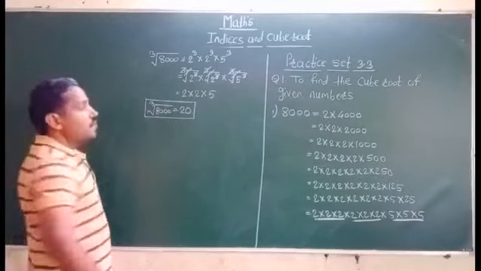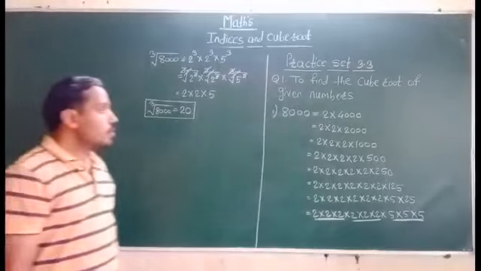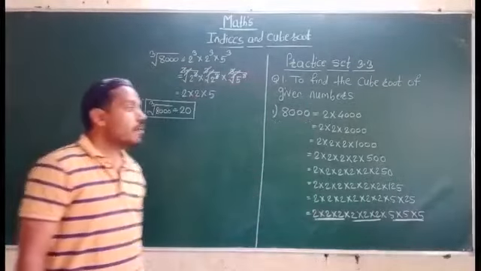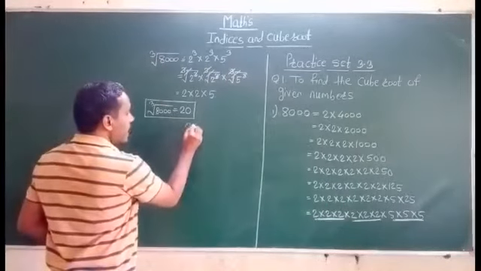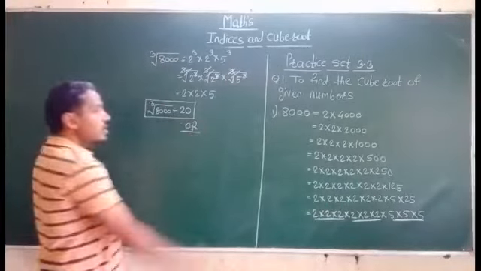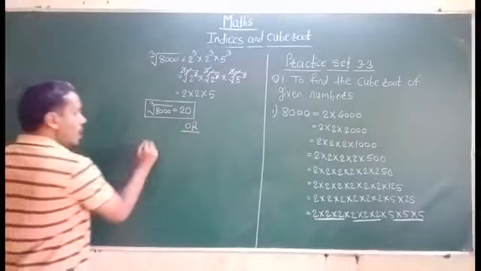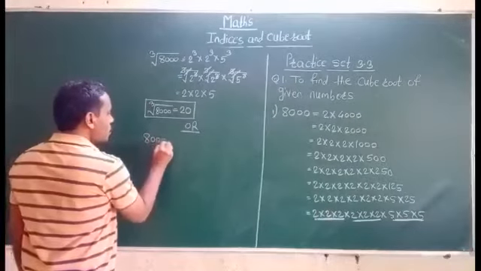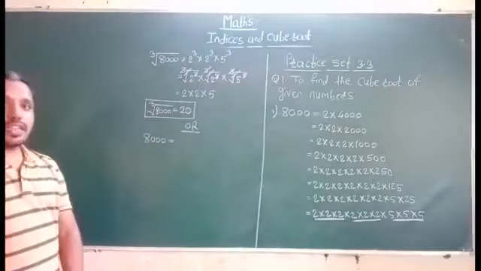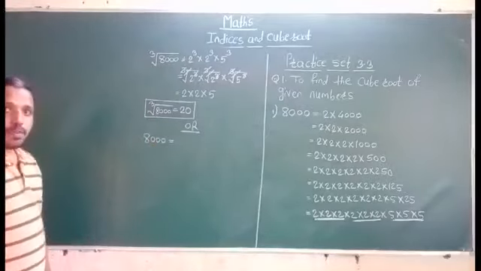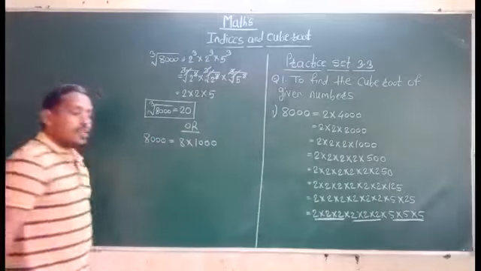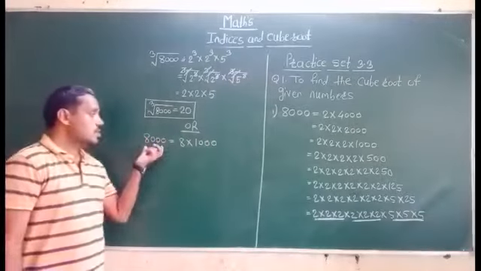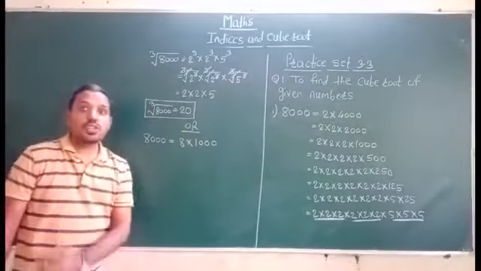We can easily find the cube root of 8000 by using the prime factor method. We can also split up the prime factors in a different form. How? We get a factor of 8000. So 8000 is completely divisible by 8, and we split up 8000 into 8 into 1000.